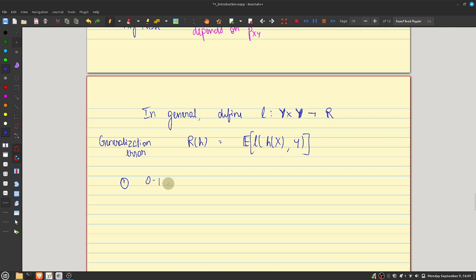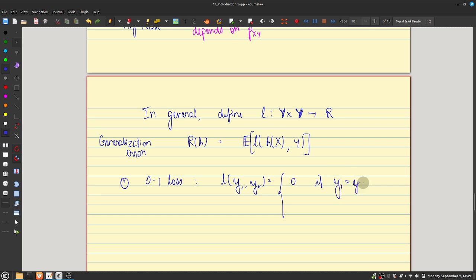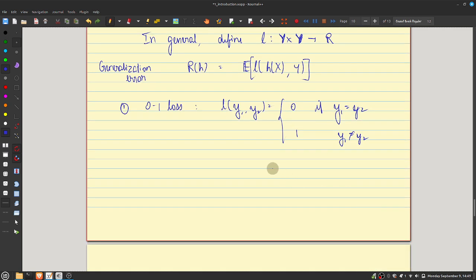So the 0, 1 loss, which is relevant to classification, is where L of y1, y2 is 0 if y1 equals y2 and 1 if y1 is not equal to y2. And I will represent this using the indicator function, which is indicator y1 not equal to y2.